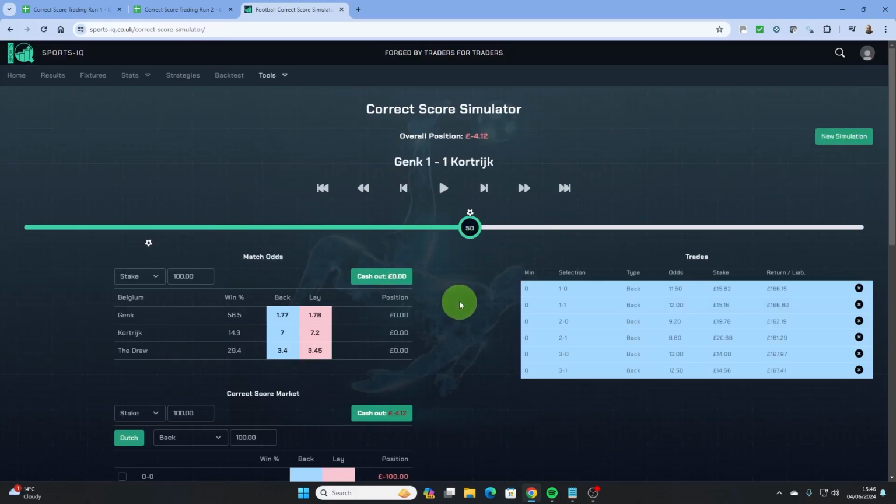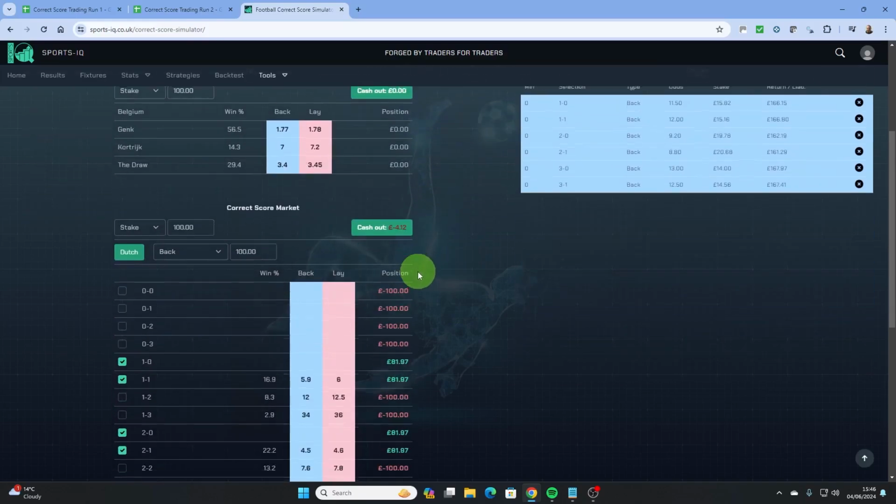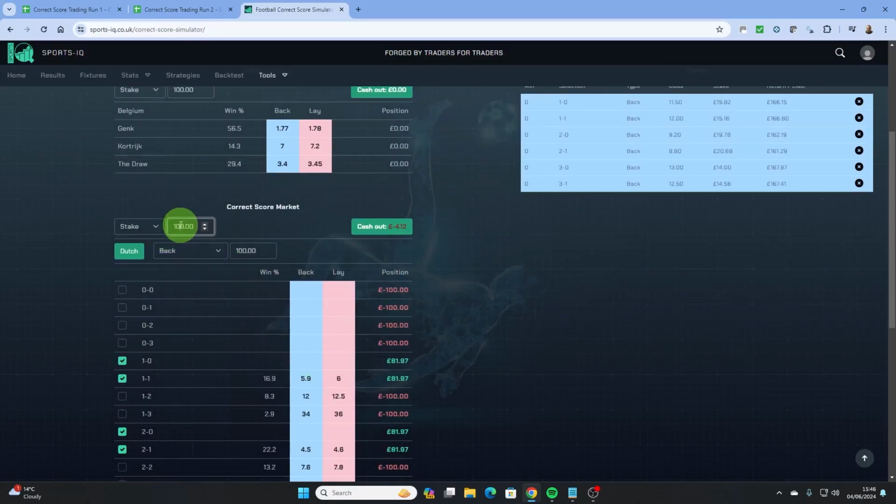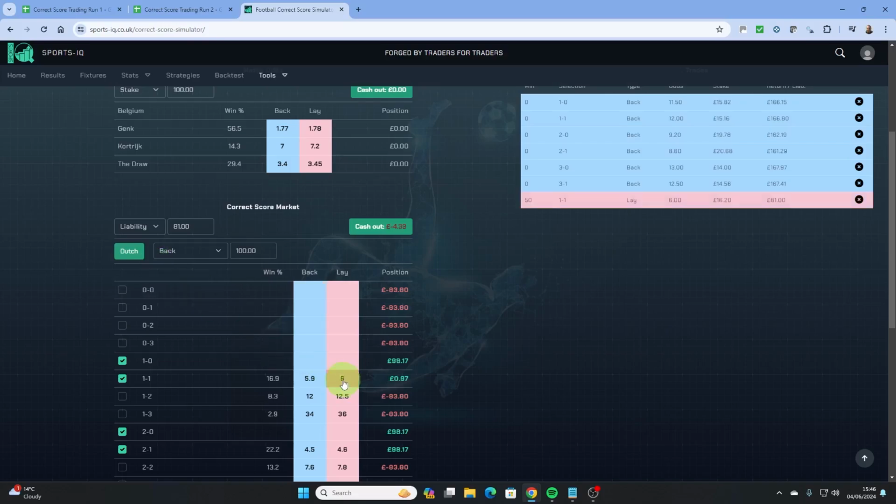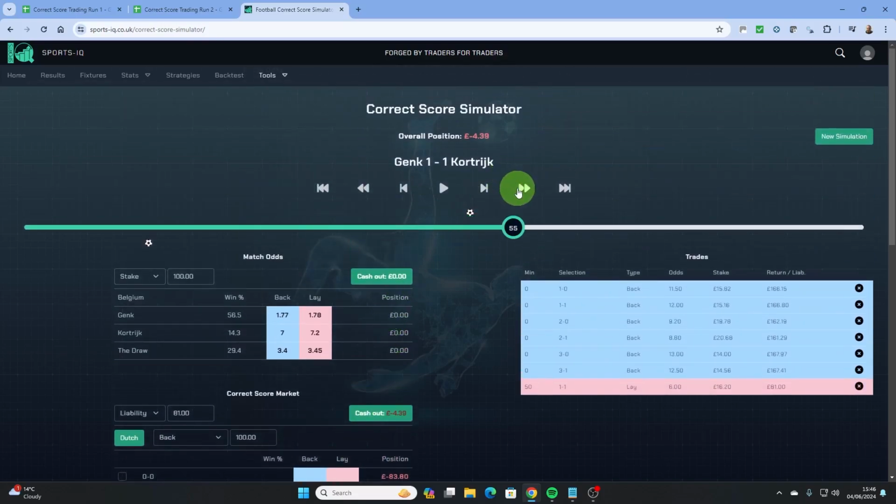So in this game, we can see the home team have just equalised in the 50th minute. So we will take the £81 liability out of the market. And so there's a 76th minute goal here.